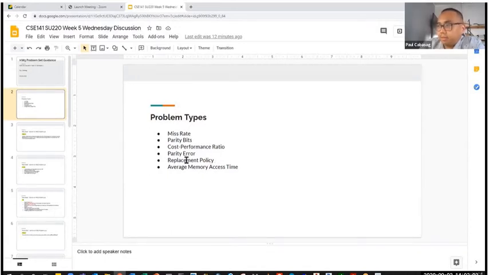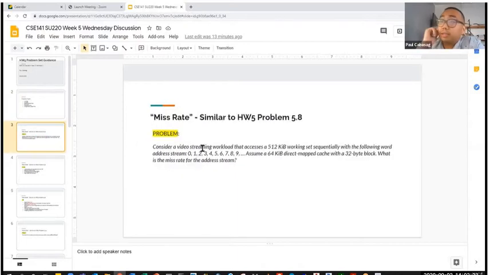And some of the other ones are replacement policy, if you have LRU, MRU, or a random one. And then I think I'll end it with this problem, the average memory access time. This was just one from part 1 that we've been working on. So let's start with the miss rate. If you do have questions, let me know as I go to each problem. It may be better if you just ask for each one.